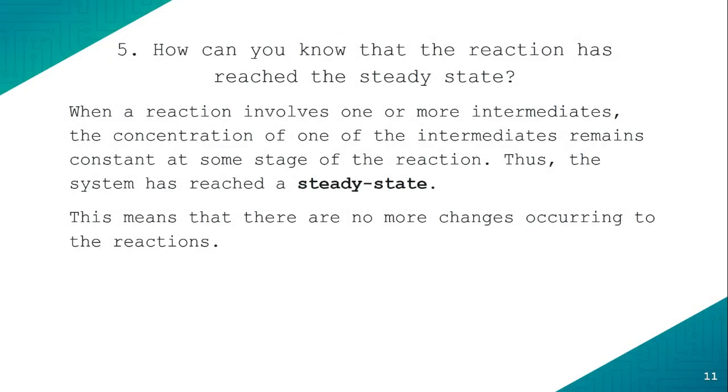How can you know that the reaction has reached the steady state? When a reaction involves one or more intermediates, the concentration of one of the intermediates remains constant at some stage of the reaction. Thus, the system has reached a steady state. This means that there are no more changes occurring in the reaction.